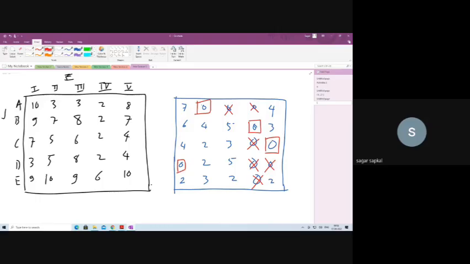Right. First row, fourth column, fifth column, and fourth row. If I draw the lines, all the zeros will get covered. Yes or no? Yes, sir. Okay. So the minimum number of lines is 4. In 4 lines I have drawn it. The number of lines is lesser than the number of rows or columns. Okay, sure, that should be the case. Otherwise it will become the optimal solution.